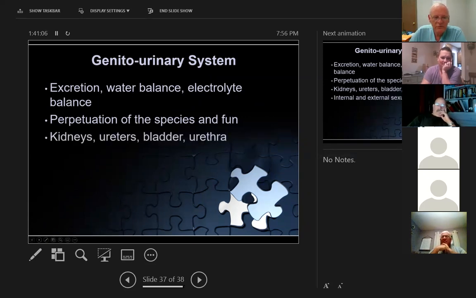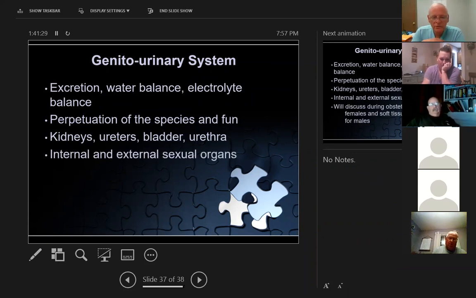Anatomy: kidneys, they filter the blood. They're actually in the back of the abdominal cavity, in what's called the retroperitoneum, behind the lining of the abdominal cavity towards our back, posteriorly. Out of each kidney is a ureter, a tube that goes to the urinary bladder and dumps urine into that bladder. And then the bladder has an exit tube called the urethra.